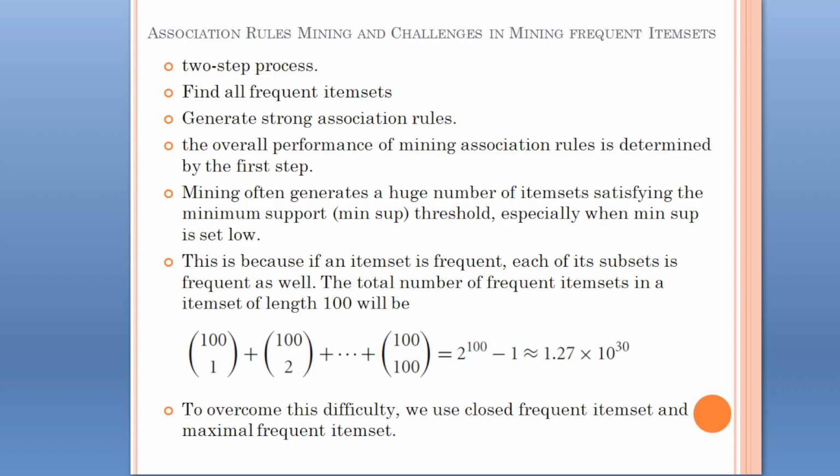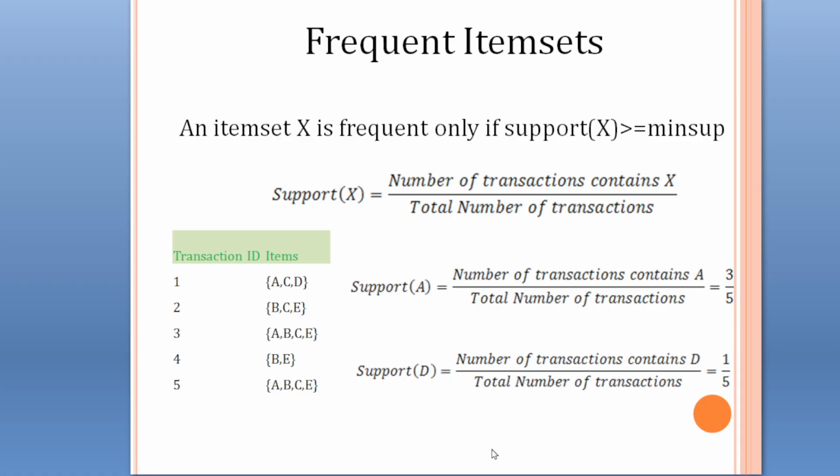The total number of frequent item sets in an item set of length 100 will be... Now this denotes the number of frequent item sets of size 1. Now this denotes the number of 2 frequent item sets. Similarly, we'll be adding the number of 3 frequent item sets, 4 frequent item sets, till we get 100 frequent item set. So this comes to be 2 raised to the power 100 minus 1, because the number of items is 100. To overcome this difficulty, we use closed frequent item set and maximal frequent item set.